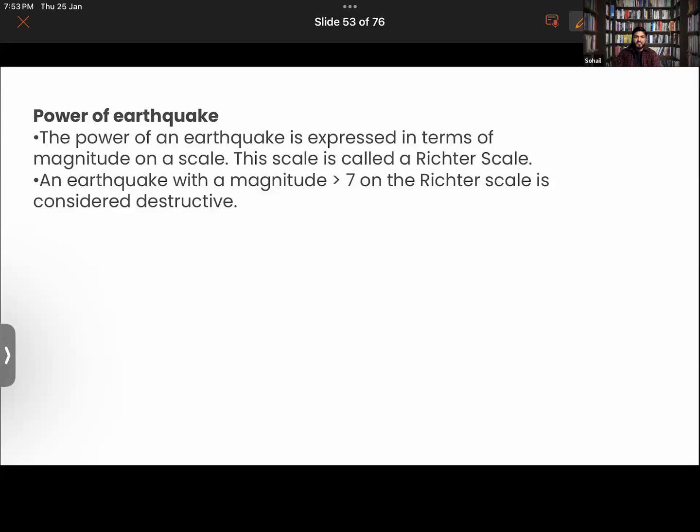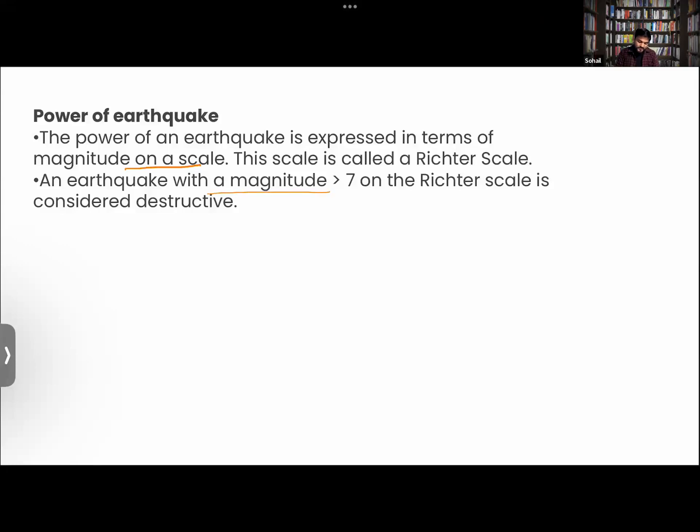So actually, from that you can identify the severity of the earthquake. The power of the earthquake is expressed in terms of magnitude on a scale of 0 to 10. An earthquake with a magnitude greater than 7 is very destructive in nature, right? Okay, we will understand about this, but first of all, let's understand about the seismograph as well.